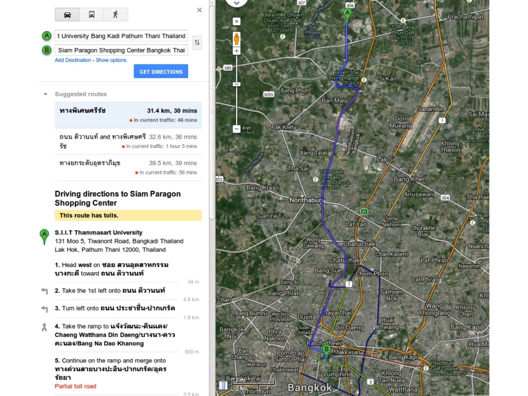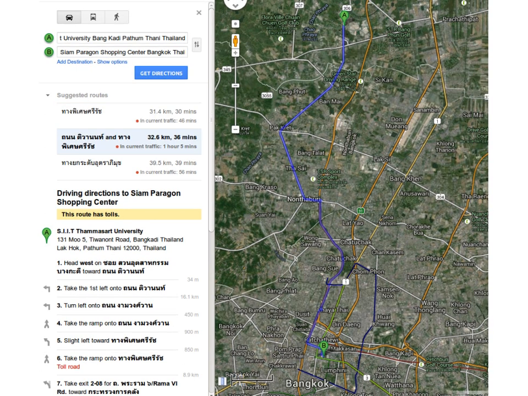But it gives me a bit more information. In current traffic, this was 8 a.m. this morning, it says 46 minutes. Google is a little bit smarter than just taking the time to be the same. It has some information about the current traffic conditions. And it actually has three options of paths. The second option: distance of 32.6 kilometres, typical time 36 minutes, current 1 hour 5 minutes, a different path.